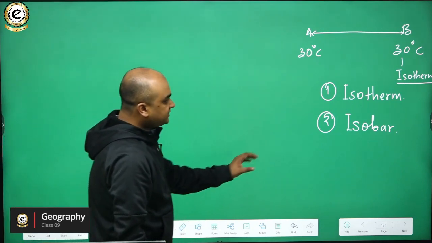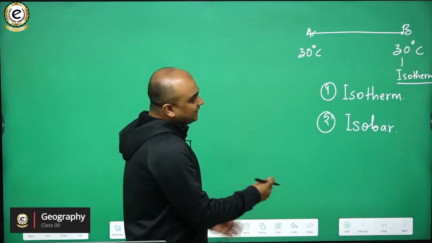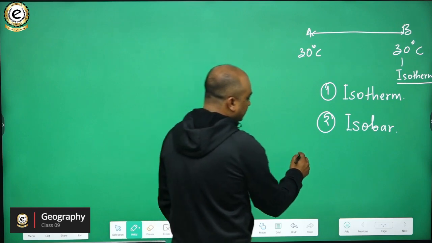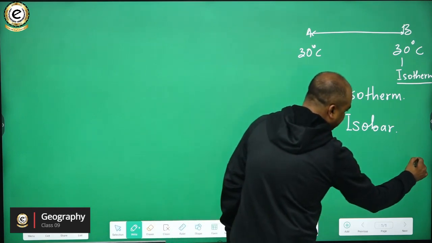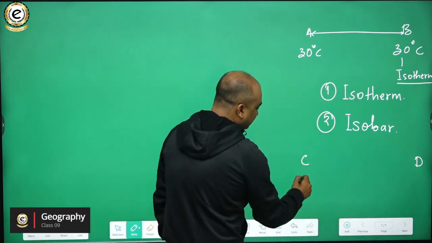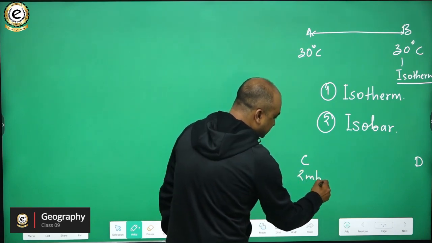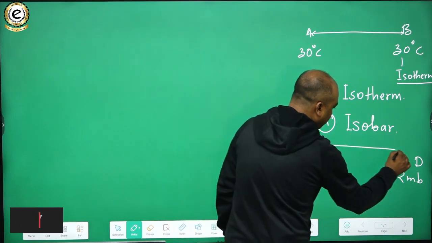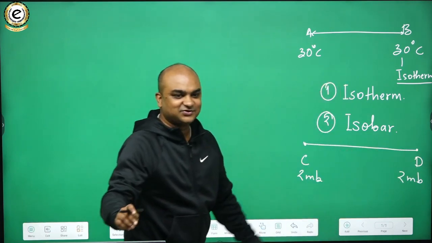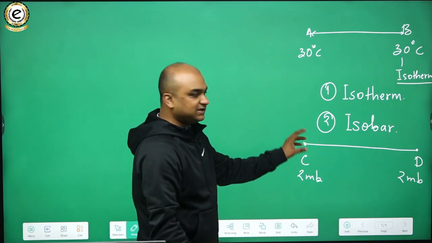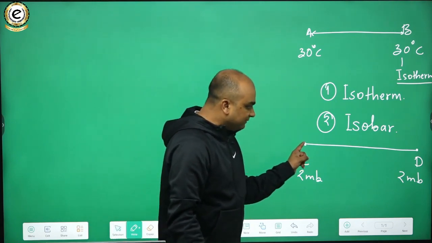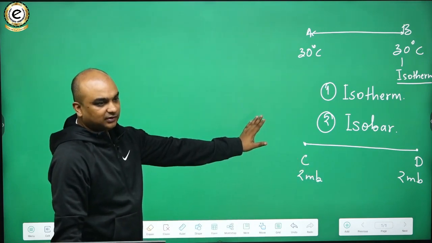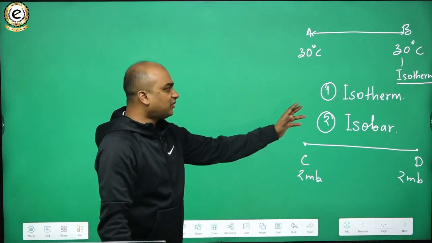Okay. And what is isobar? Isobar is an imaginary line joining places having equal pressure. Like, for example, another place called C and a fourth place called D, they have equal pressure, say 2 millibars. Then an imaginary line joining these two places. These are not actual lines drawn on the Earth's surface. These are imaginary lines like latitudes and longitudes. So an imaginary line joining two places having equal pressure is the isobar. Right? Very simple concept. No rocket science in this.